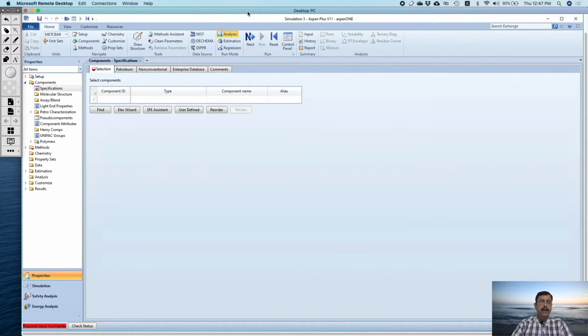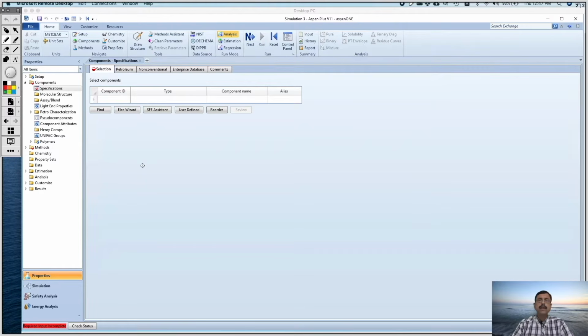The first thing that we have to do in setting up the property environment is to select the components, or the chemical compounds, with which we will do the simulation in Aspen Plus. For that, let us go to the Aspen Plus software. This is the window where we need to select the components or the chemical compounds.